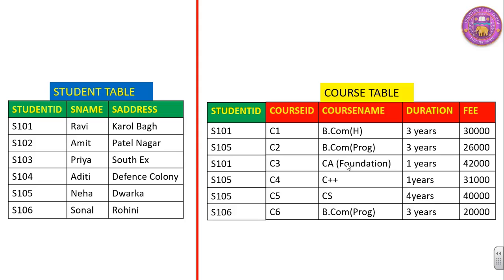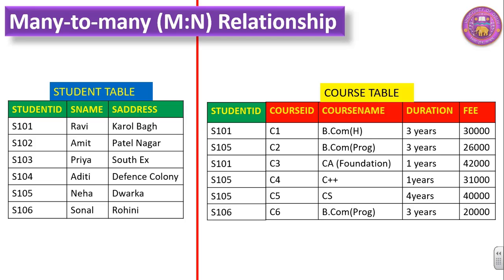Similarly, we can find that student 105 is pursuing the BCom program course. Student 105 is pursuing the C++ computer course. And student 105 is pursuing the third course, that is company secretaryship. You can see that 101 is pursuing two courses and 105 is pursuing three courses. It's a case of many-to-many relationship. Many students are pursuing many courses.